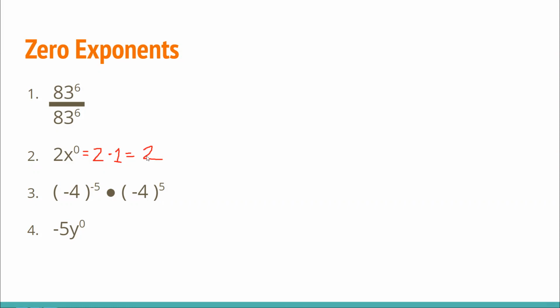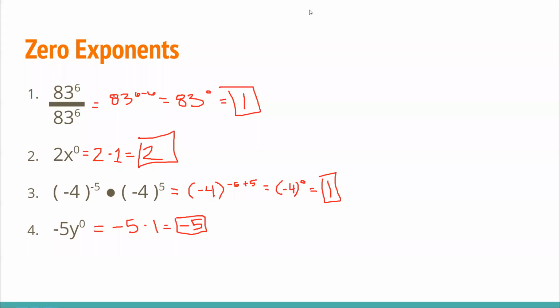What I want you to do now is to finish up these 3 problems that I have remaining. So copy them down on your paper, pause the video, and check your answers after you are done. And here's your answers. So you should have gotten 1 for 1, 1 for 3, and negative 5 for 4.